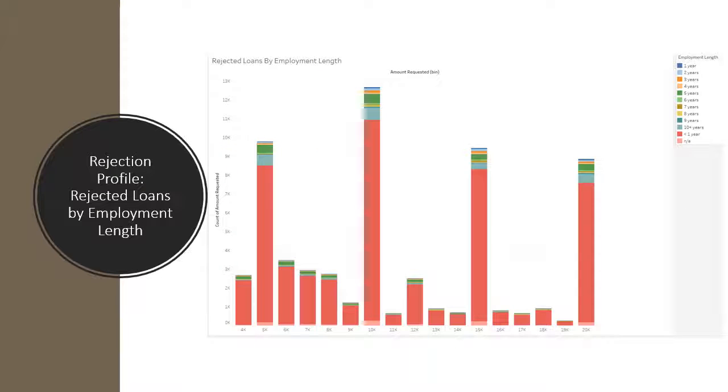The first factor we can consider is employment length. As you can see here, the majority of the rejected loans had borrowers who were employed in their current job for less than 1 year. However, this does not necessarily need to be built into our rejection profile, as our targeted marketing profile would not even select these borrowers to begin with. We are only looking for borrowers who were 1 year employed or more in their current job.